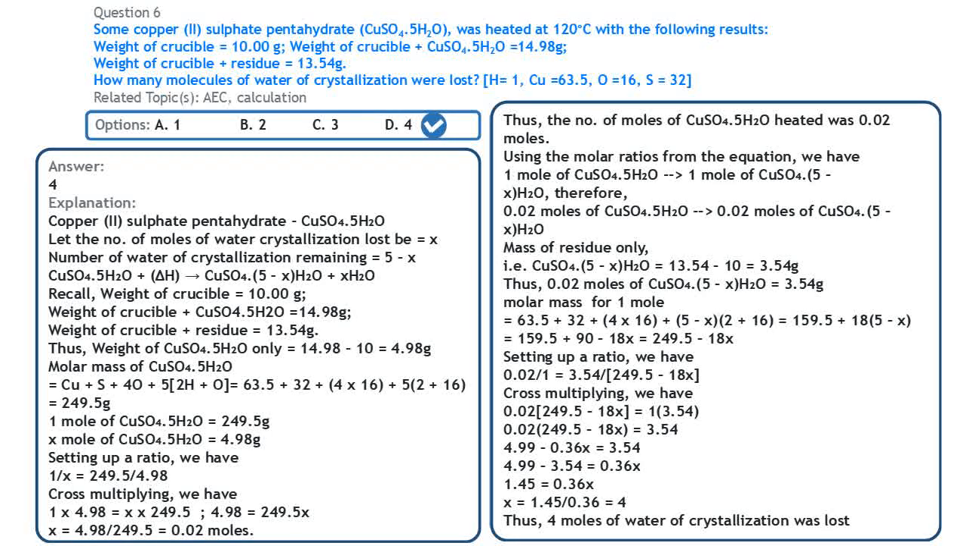We then divide both sides by 0.36 to get the value of x. So we have x equal to 4. That means that 4 moles of the water of crystallization was lost. It means that the remaining substance is not going to be copper tetraoxosulfate, or copper 2 sulfate, then that's a monohydrate, because 4 moles of water has been lost.